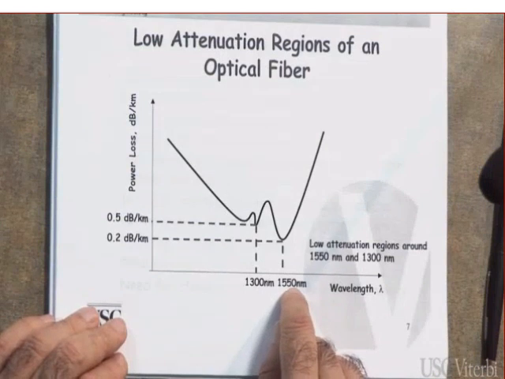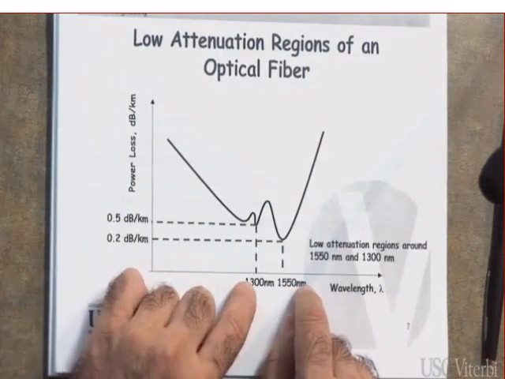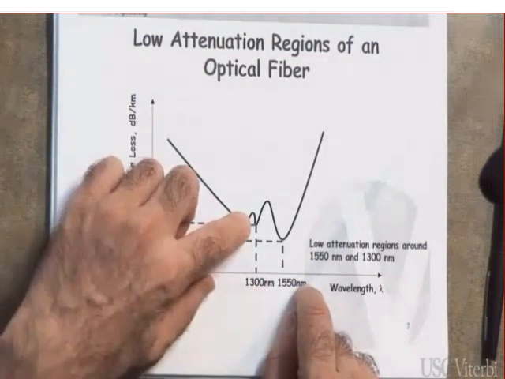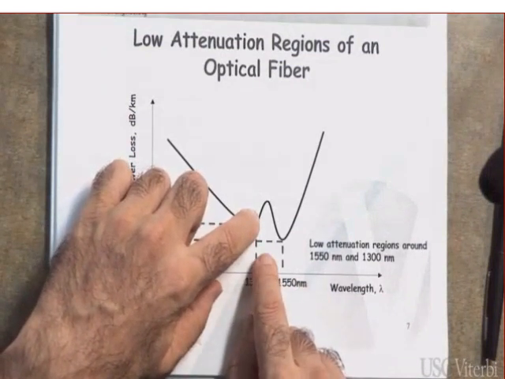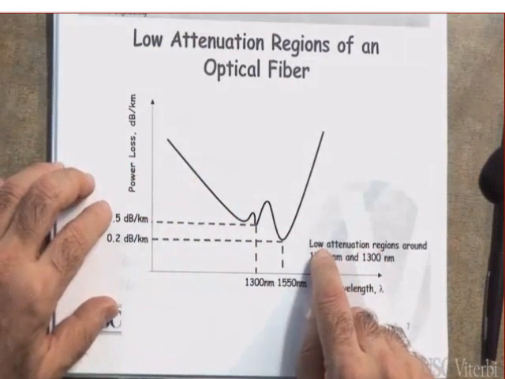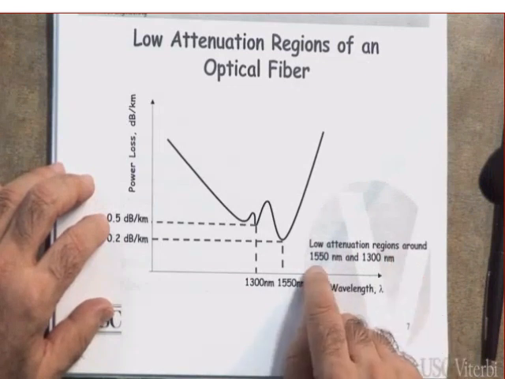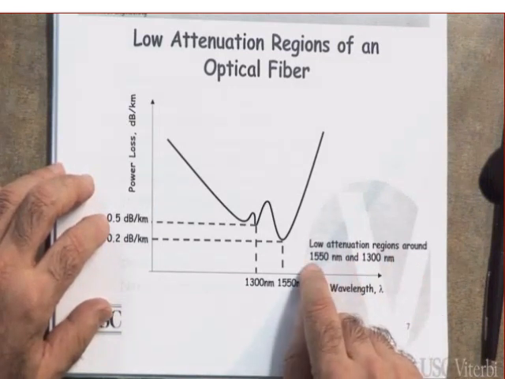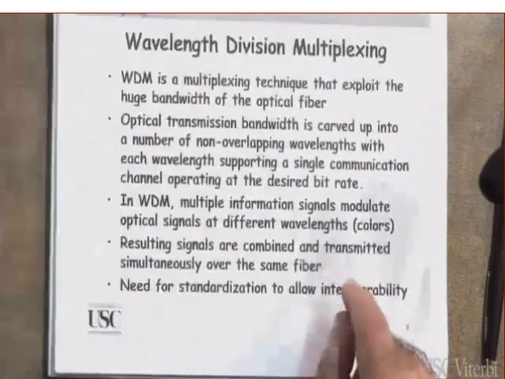1550 nanometer. They also saw that in the 1300 nanometer, there is also a small dip in here. All of these are measurements. So they ended up saying that if you want low attenuation, your wavelength should be around 1300 nanometer to 1550 nanometer. Clear?